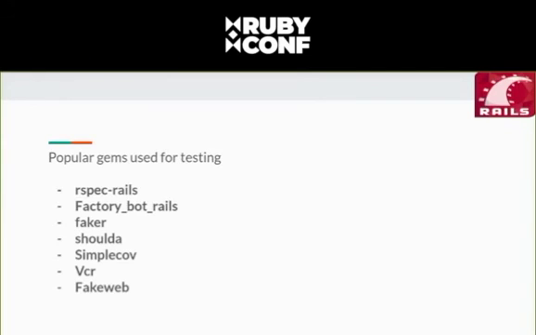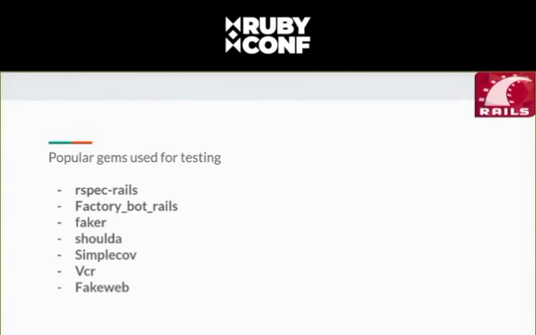Rails has its own test framework as well. And there is another widely adopted library called RSpec Rails that we are using at the moment. And there is another gem mentioned, FactoryBot Rails. This is a Rails version of the gem FactoryBot, which is used to generate mock data. And then again, another gem is Faker.